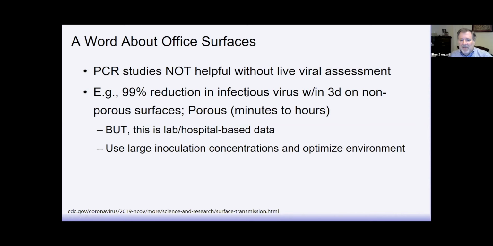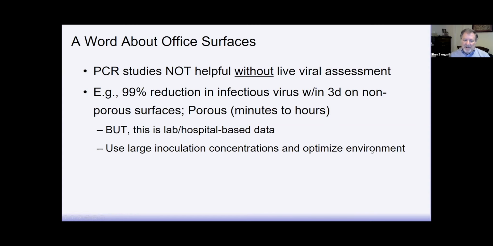So there are some studies on live transmissible virus, and if you sum it up, there aren't a lot of data. In lab studies, where a researcher purposely inoculates a table with a known concentration of virus and adjusts the humidity in the room and so on to maximize growth, they will detect transmissible virus. There is a 99% reduction in infectious virus within 3 days on non-porous surfaces, like hard tables and steel and glass and plastic. And if it's porous, it's very quick. But it's very important to know that these are not normal real-life situations: large inoculation, optimized environment.